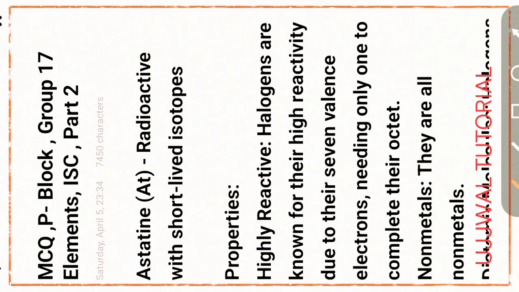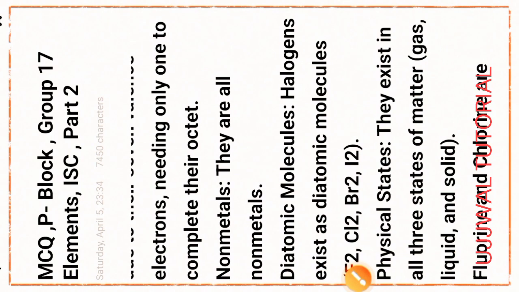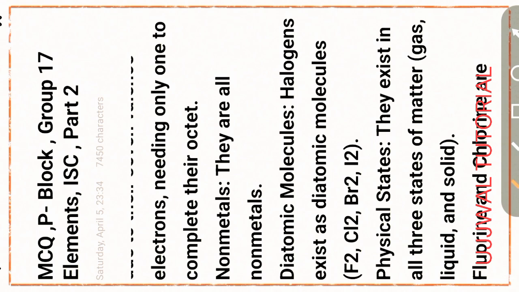Highly reactive elements. Halogens are known for their high reactivity due to their 7 valence electrons, needing only one to complete their octet. They are all non-metals. Halogens exist as diatomic molecules, that is fluorine F2, chlorine Cl2, bromine Br2, iodine I2.